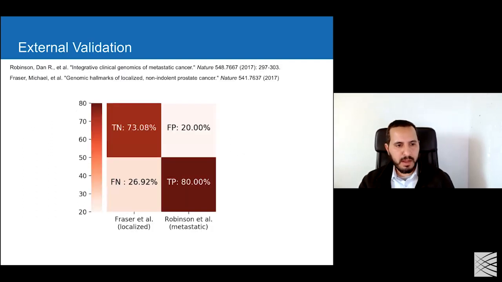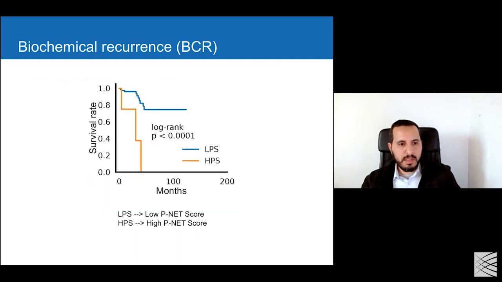We also tried to externally validate this network on 2 cohorts on which the model wasn't trained. We had a localized data set and a metastatic data set, and our model was able to capture about 80% of the metastatic patients correctly, with some errors, of course. So it seemed that the model can generalize to other data sets to some extent. Probably some more experiments need to be done here, but at least this is a relieving point that the model can generalize to other data sets.